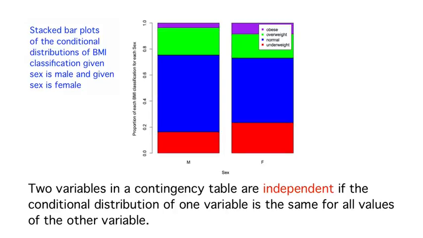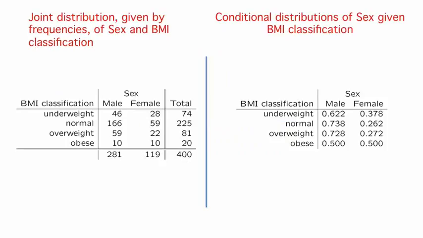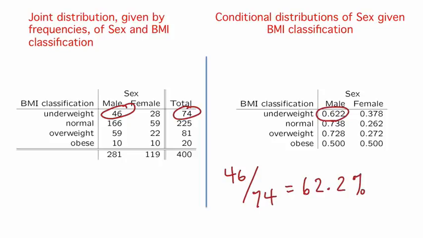We can also look at the conditional distributions of sex given BMI classification. These are the row percentages, or the proportion each count in the joint distribution is of its row total. We can see that each row in this case sums to be 1. And here, for example, we can see that 62.2% of the underweight skeletons are male.